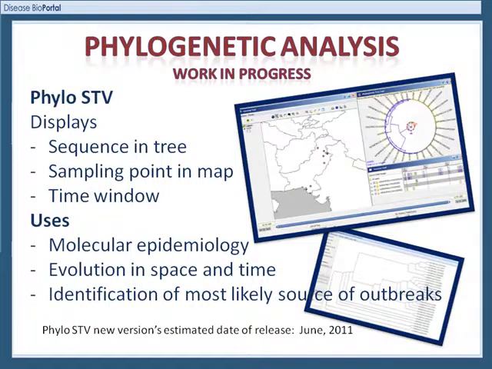You can conduct phylogenetic analysis, and I'm going to show a short video afterwards with a phylogenetic spatiotemporal visualizer. This will display a sequence tree, with the sampling point as the map of that particular sequence and the time window in which it occurs. So it's very useful for molecular epidemiology and to see how the sequence evolves in space and time. And that, of course, is to make inference about the likely source of the outbreaks.